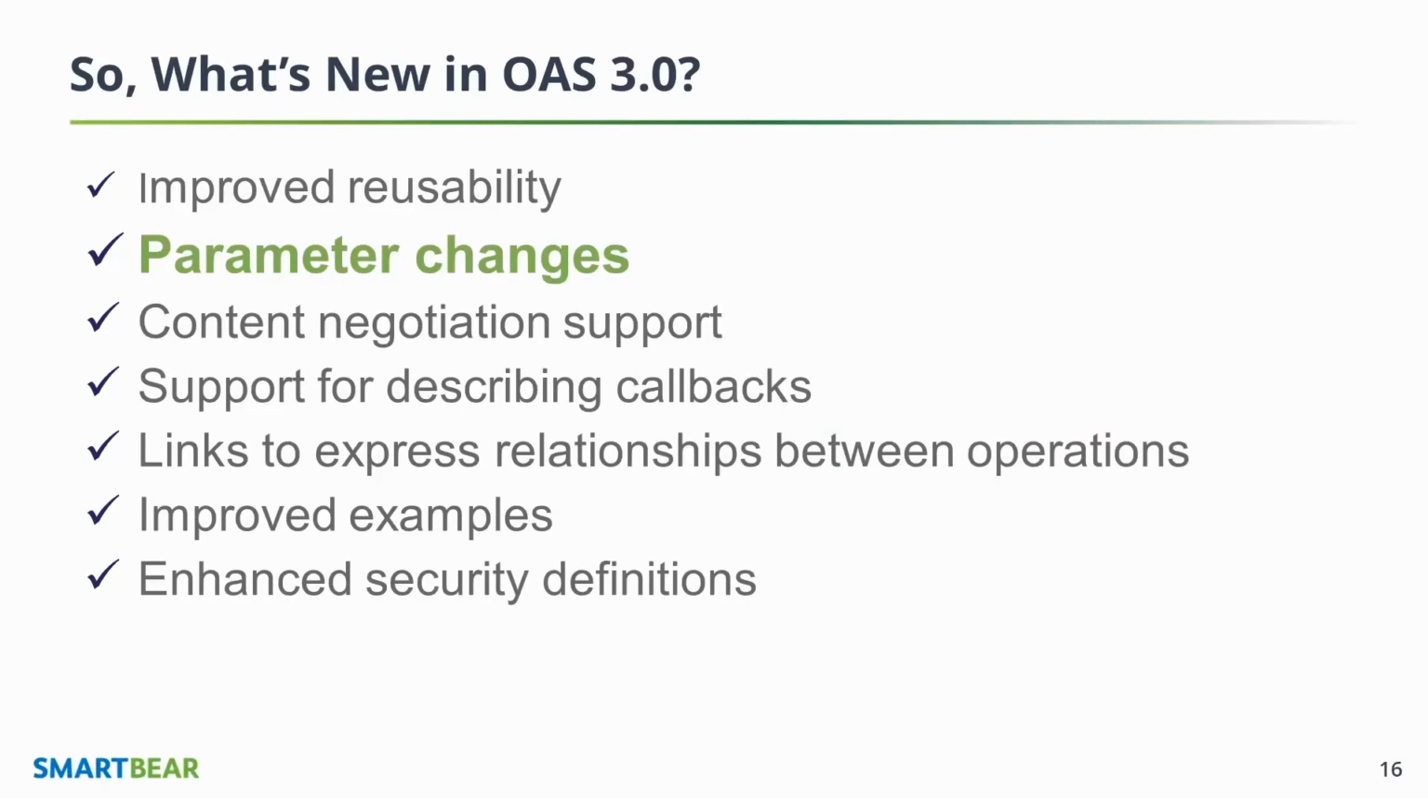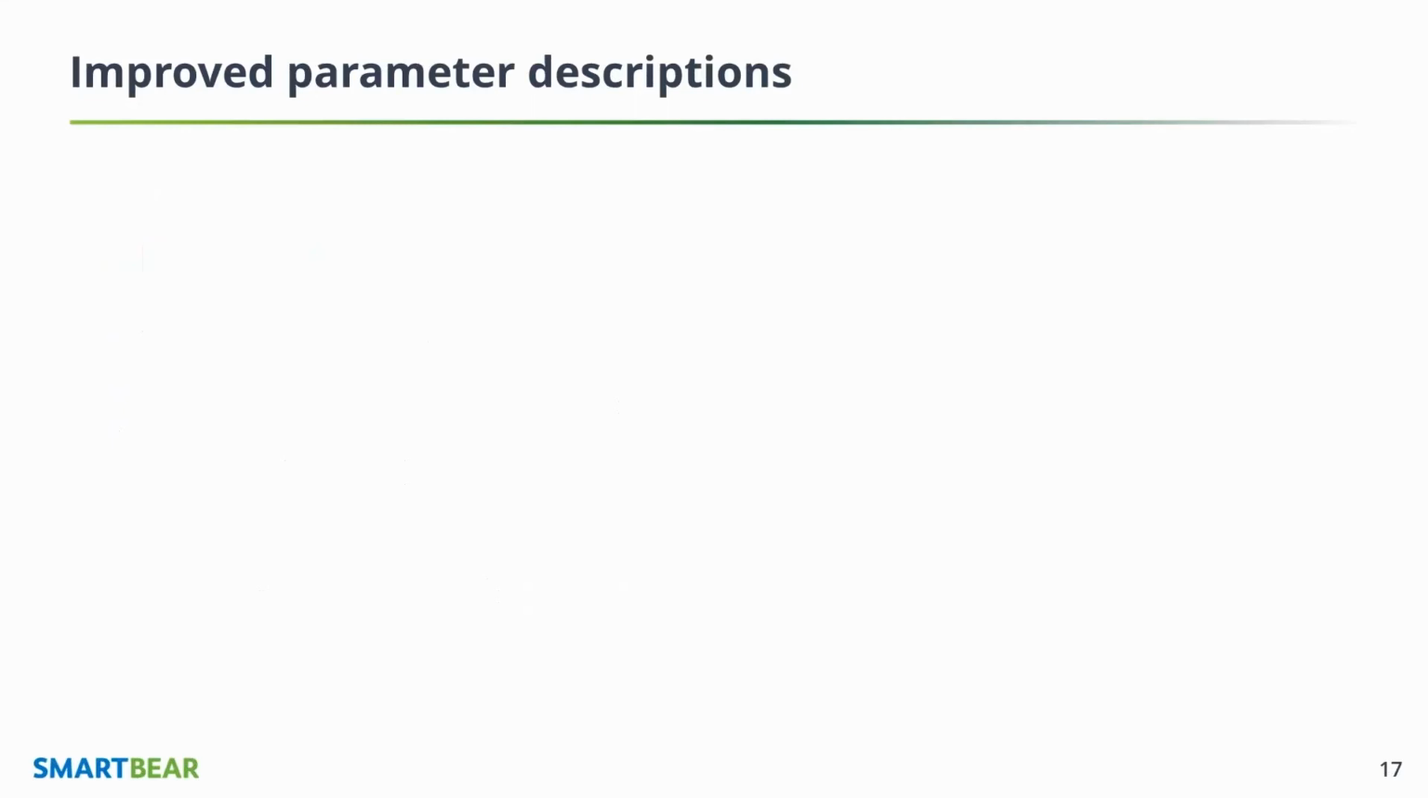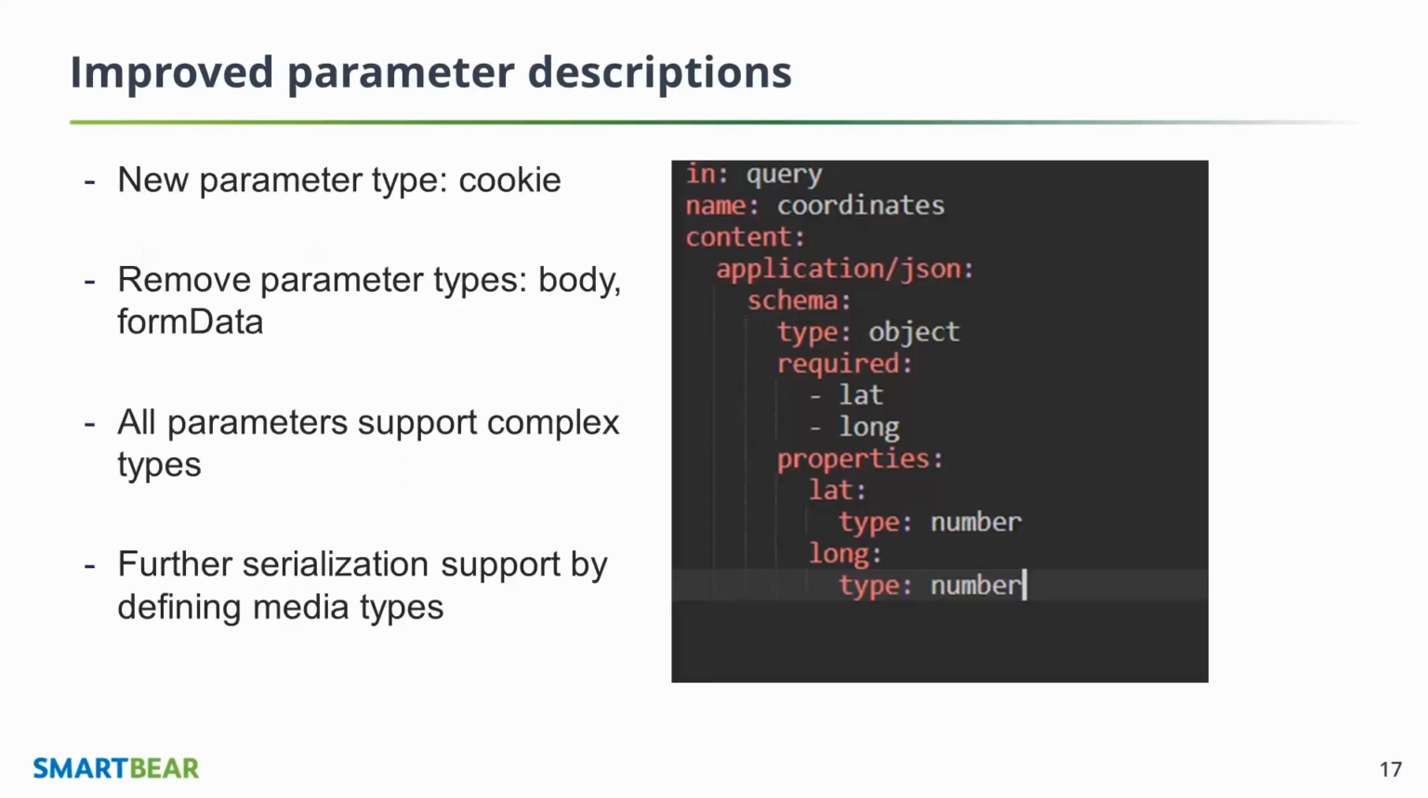Now we'll move on to changes to parameters, which are quite a bit. So we introduced a new parameter type, cookie. This doesn't mean that we actually advocate using cookie parameters, but there are existing APIs out there that do use cookies, and they need to be able to document that. So now they can. We did end up removing 2 parameter types, which are body and form data, and we introduced a new construct called request body, which again we'll cover in just a bit.